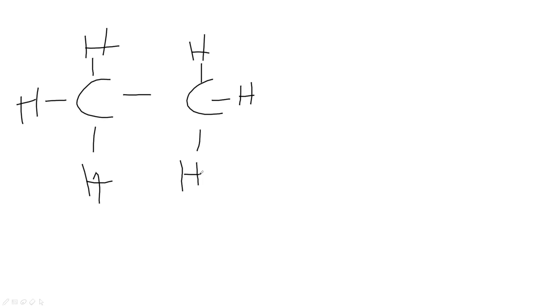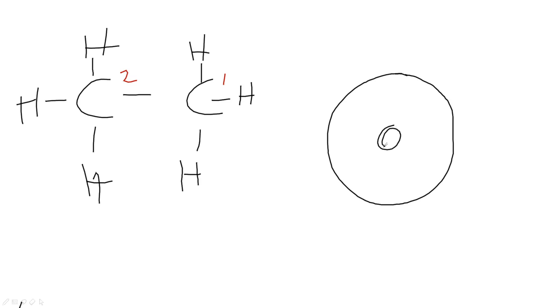Now, I want to label these carbons so it will be easier to understand. This is carbon number 1 and carbon number 2. Carbon number 1 you can represent by a circle, like I said earlier, a circle with a dot in the middle. Carbon number 2 will be represented by the dot.